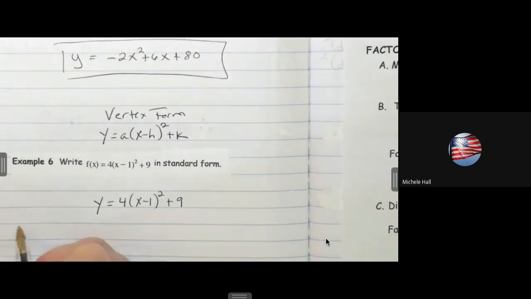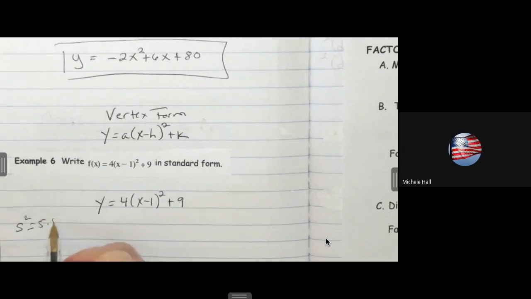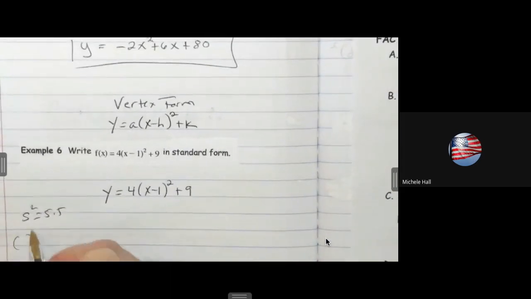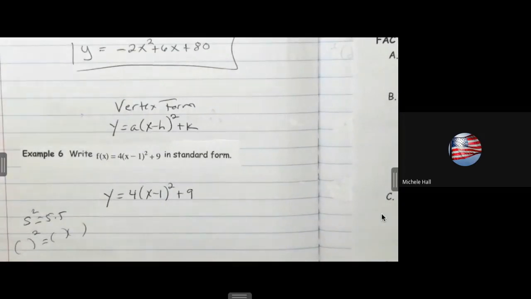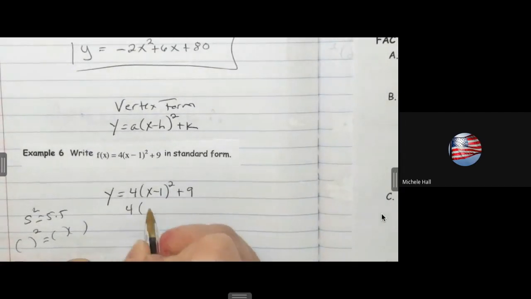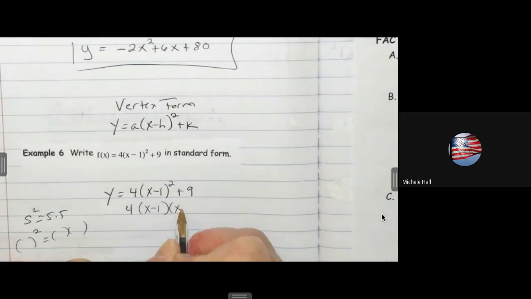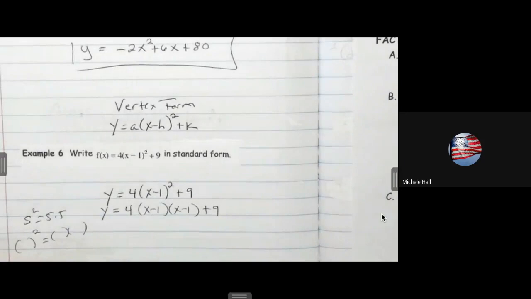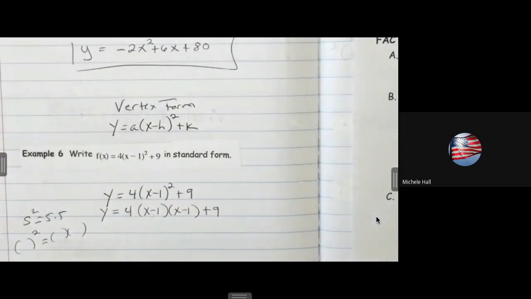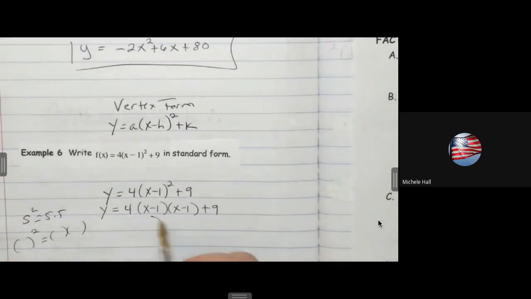Very good. If 5 squared means 5 times 5, then a parentheses being squared means a parenthesis times a parenthesis, whatever's on the inside. So I would say 4, and then x minus 1 times x minus 1 plus 9. I would expand it out, just like you sometimes did with exponents in elementary school or junior high. All right, so I'm still going to start here.